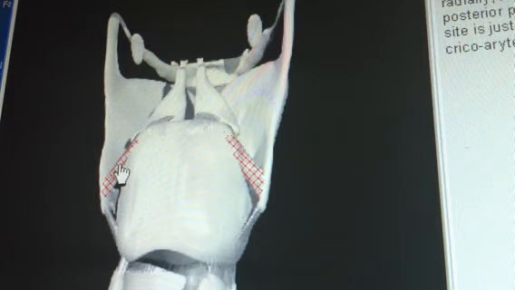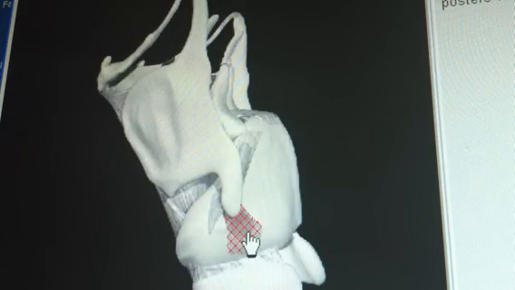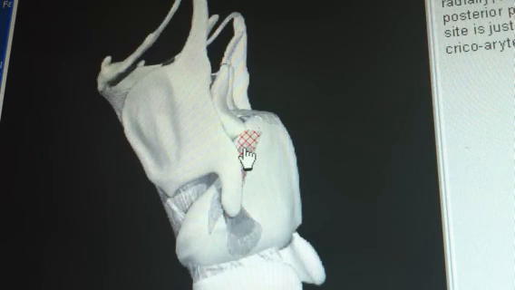Next, posterior serratocricoid ligament. That's a ligament that stabilizes this cricothyroid joint. You have a posterior serratocricoid ligament, and you have a lateral serratocricoid ligament. All right, here's the lateral serratocricoid ligament. Here's the posterior serratocricoid ligament.